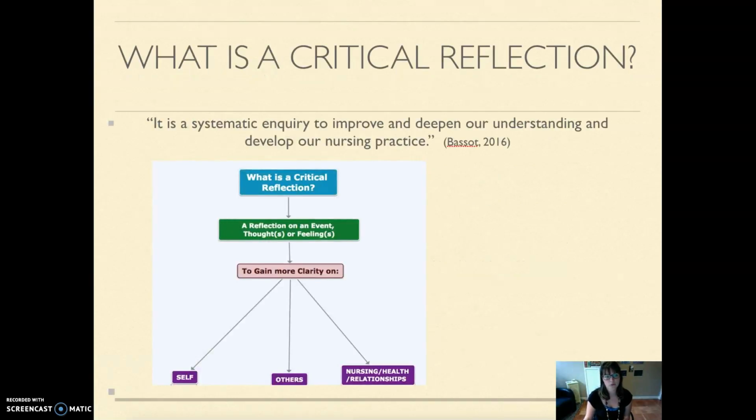So what is a critical reflection? It is a systematic inquiry to improve and deepen our understanding and develop our nursing practice. It is a reflection on an event, thought, or feeling. It is there to gain more clarity on yourself, on others, on nursing, health, or relationships.